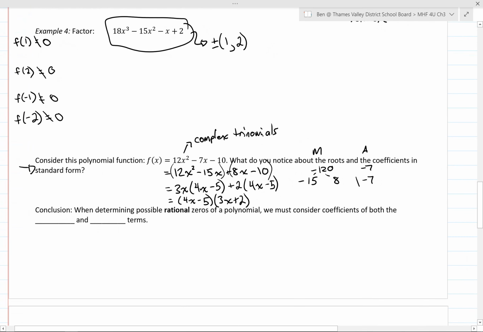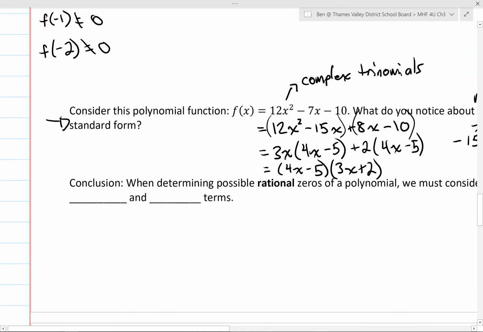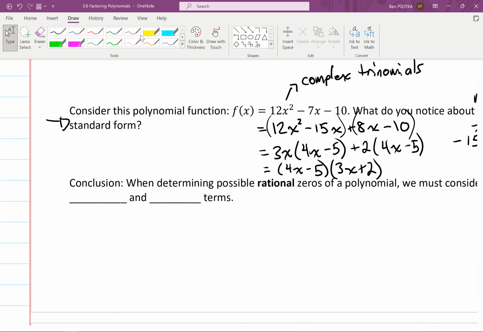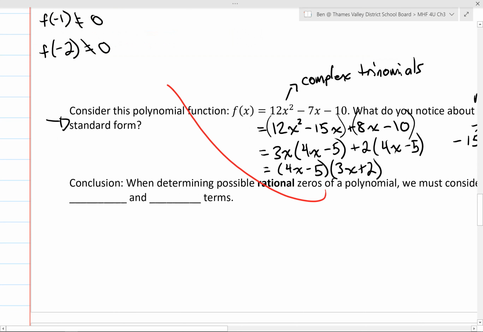My roots here that I'm looking at, and let's write off in the other direction. I apologize for not leaving much space here. My roots are at x equals 5 over 4, or x equals negative 2 over 3.